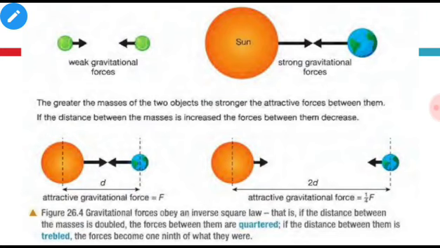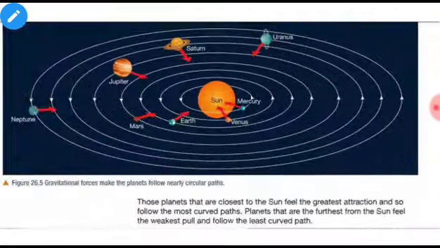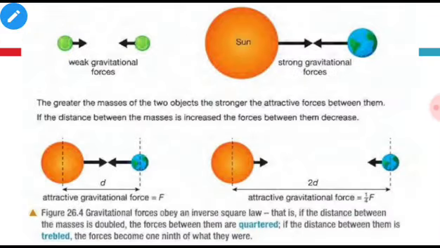The force gets reduced. And this gravitational force obeys an inverse square law. That is, when the distance between the masses is doubled, the force becomes a quarter, that is, 1/4 of the force which was there before. So these are the two conditions on which Newton's law of gravitational force is based: the mass of the two objects and the distance between them. You might refer to the textbook as well. It's there in the textbook.